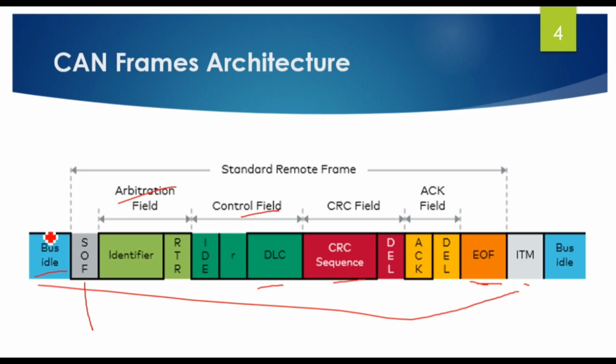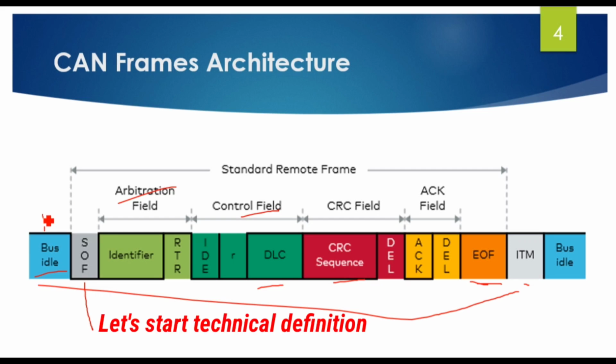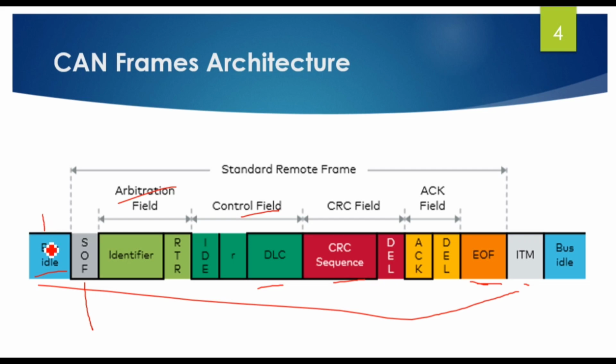So for all this, I have given you the real world example. Now if I talk about the technical definition of idle state: when there is no frame on the bus, the bus is in idle state. In the idle state, the bus has a recessive bit. Recessive bit means 1, dominant bit is 0.